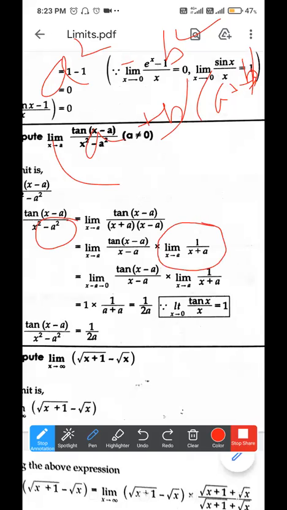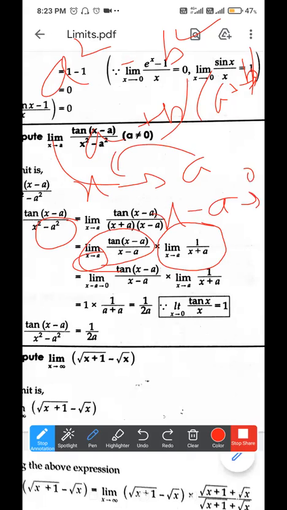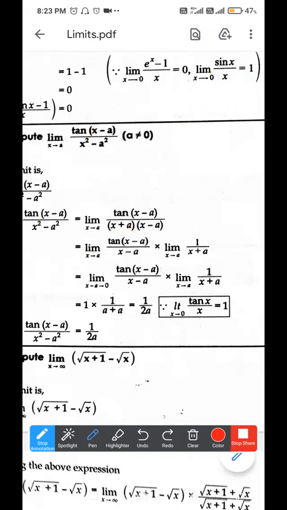Limit x tends to a, 1 by x plus a, separate, and tan x by x is equal to 1, right? Over here, x tends to a. Send this a to that side. x minus a tends to 0. Okay. Send this a to the left hand side. We'll get x minus a tends to 0. Then apply the formula: limit x minus a tends to 0, tan x by x is equal to 1. So we got it as 1.